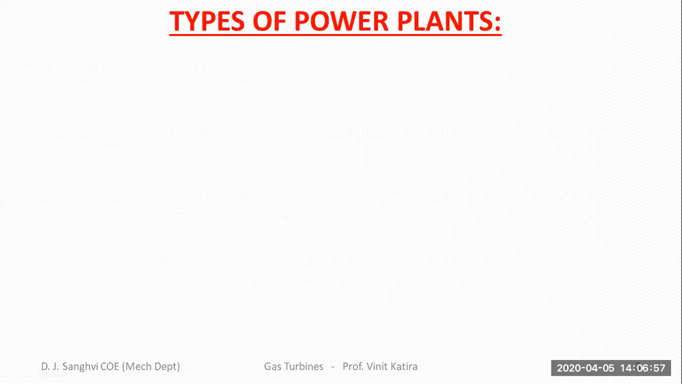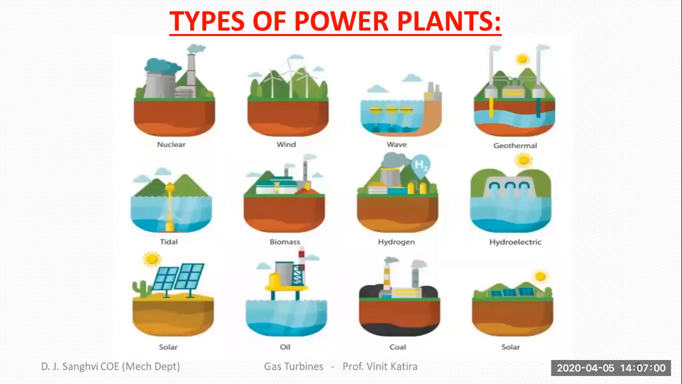So we'll just briefly go through the types of power plants that are there worldwide. You have your nuclear plants, wind farms, wave energy harnessing farms, geothermal energy farms, tidal energy farms, biomass plants, hydrogen plants, hydroelectric power plants, solar power plants, oil based plants wherein oil is used as your heat producing medium, coal-fired power plants, which are more extensively used in India, and of course you have the solar farms.